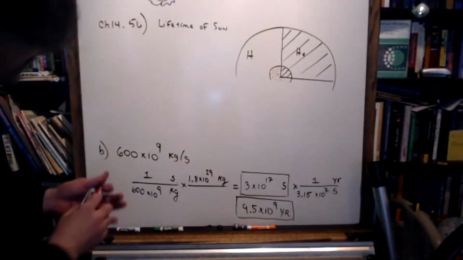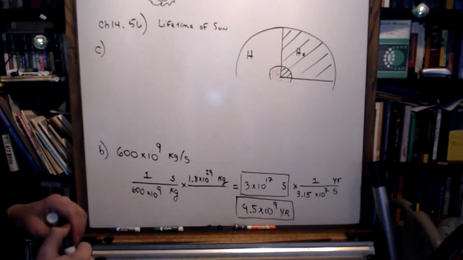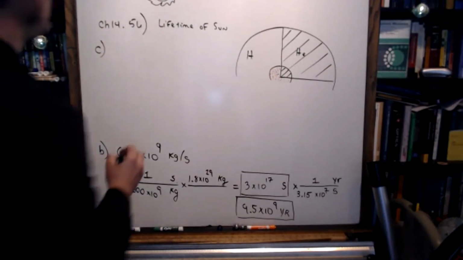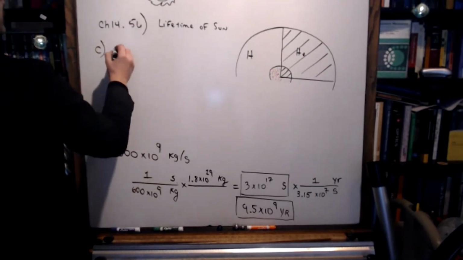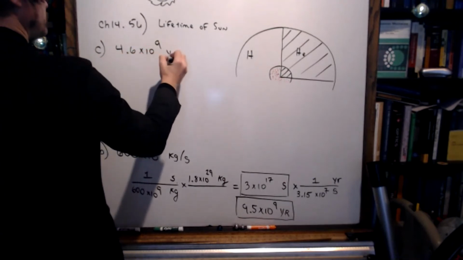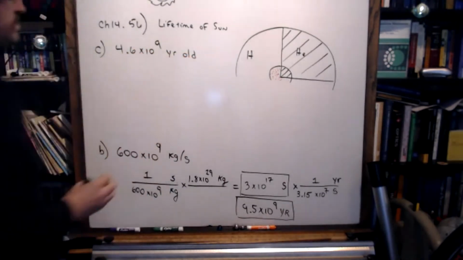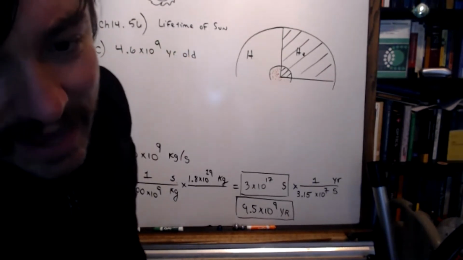What was part C, Caitlin? One second. Okay, part C. Given that our solar system is now about 4.6 billion years old, when will we need to worry about the sun running out of hydrogen for fusion?